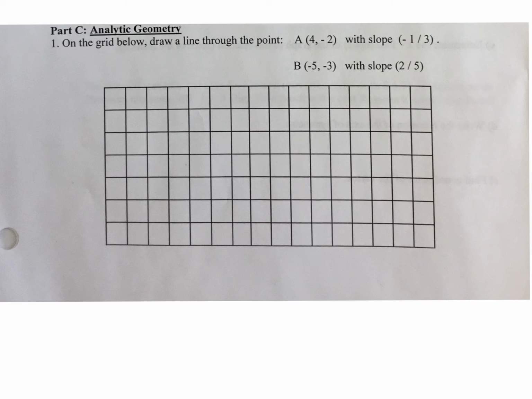This question says, on the grid below, draw a line through the point A, 4, negative 2. So we have to draw a grid. Let's just draw 4 quadrants, okay? This would be 0, 1, 2, 3, 4, positive, and then negative 1, negative 2. This would be positive 1 through 8, negative 1, negative 2, negative 3, negative 4, and so on. How do I plot the point 4, negative 2?